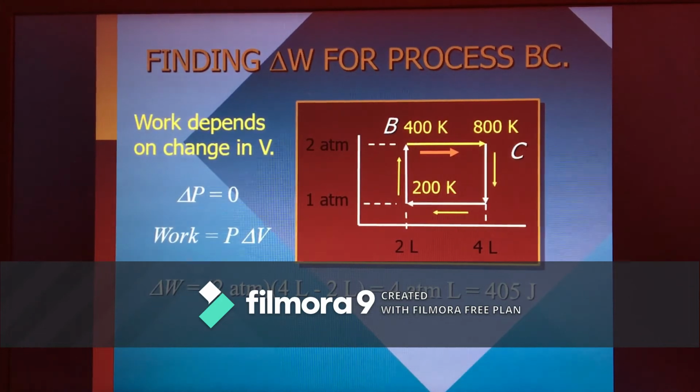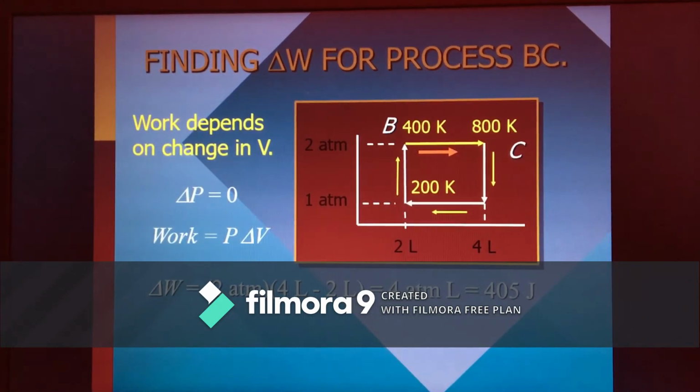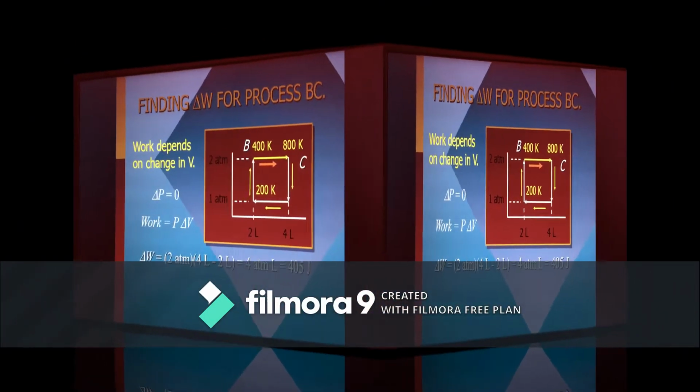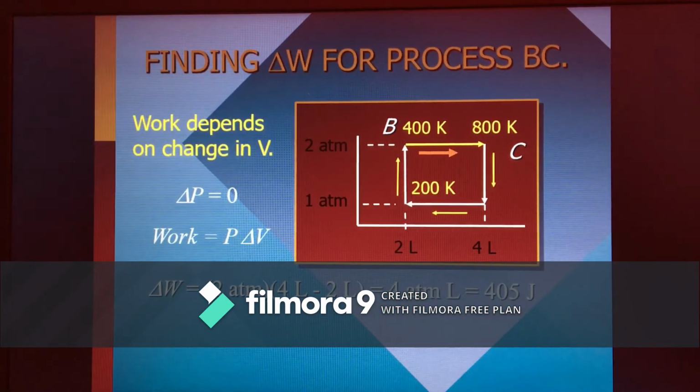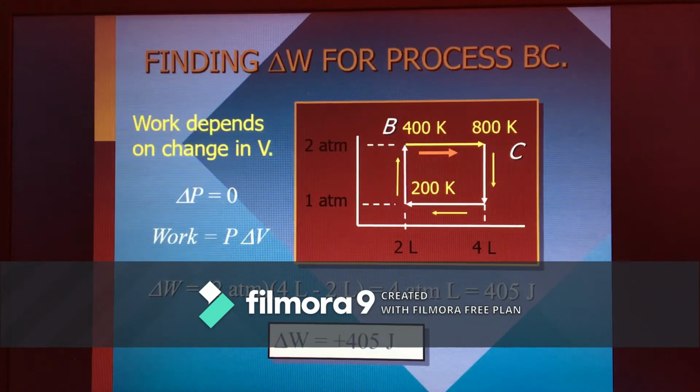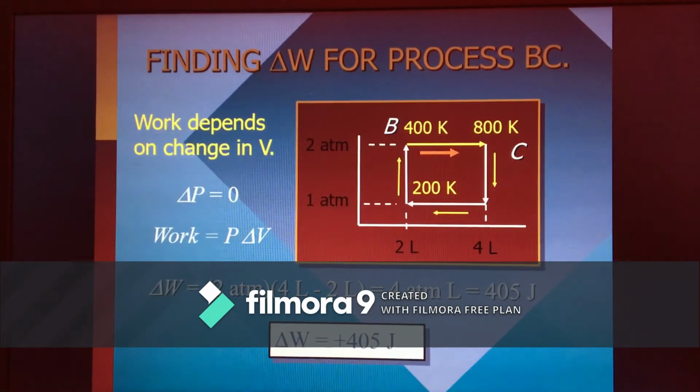Okay, hope you got it. As you can see here, our delta W is positive, about 400 joules.